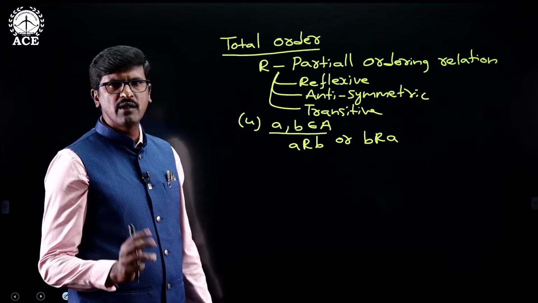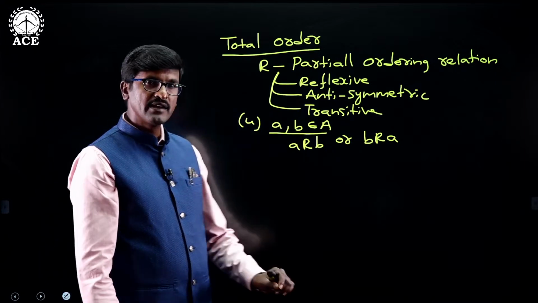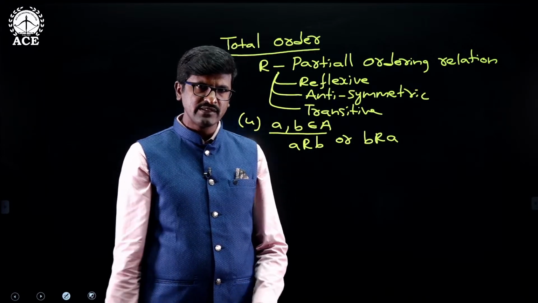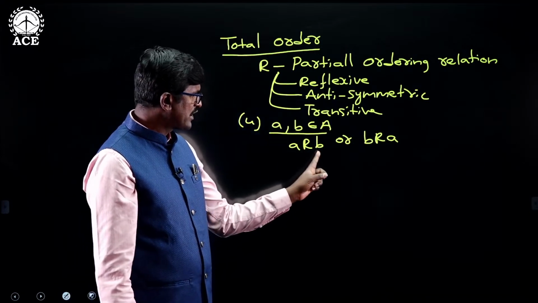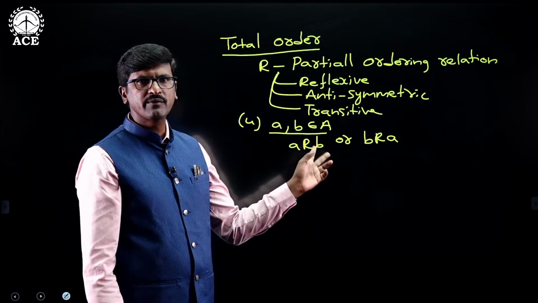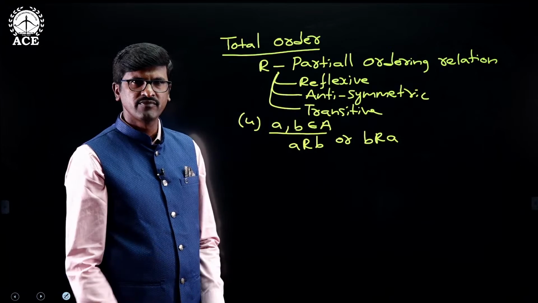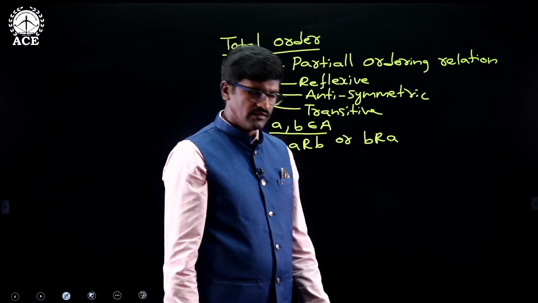So for every two elements in the set, if one element is related to another element, meaning there may be a relation from A to B or B to A, any one of them must be there, then it is called a total ordering relation.